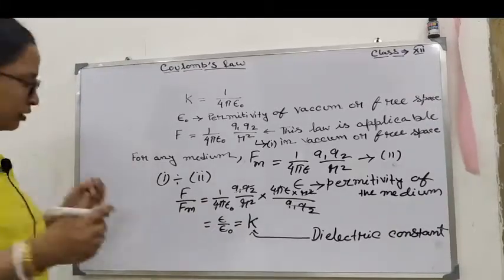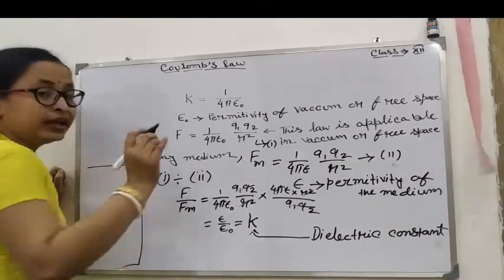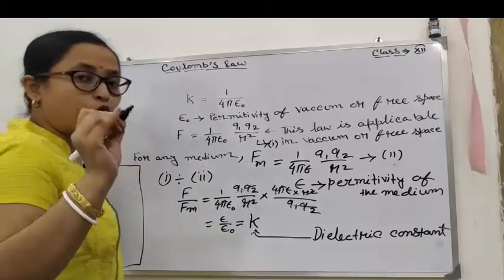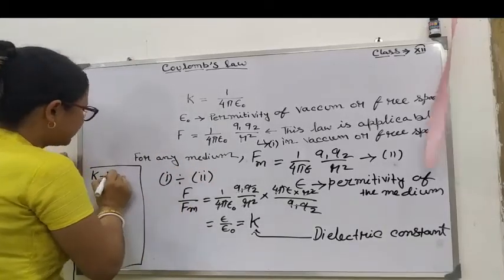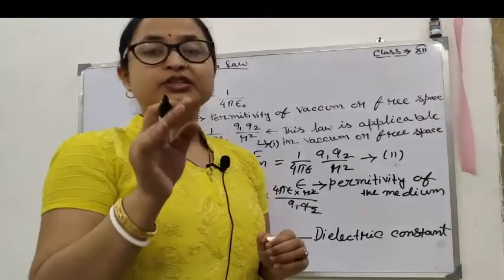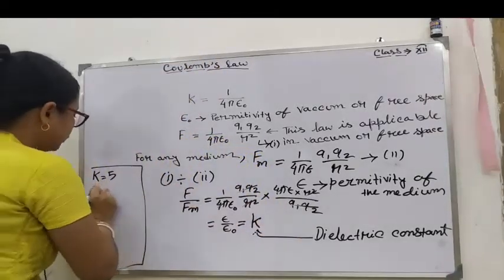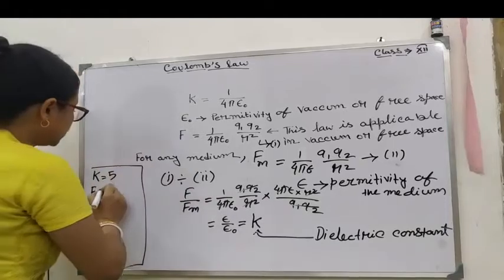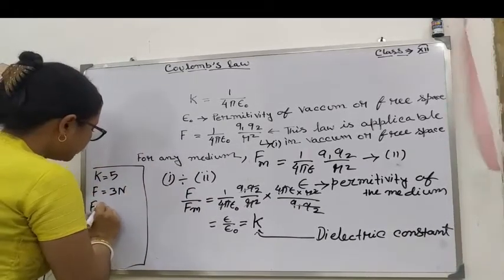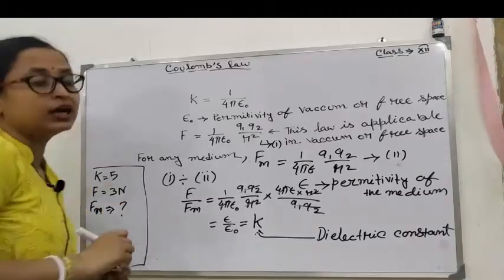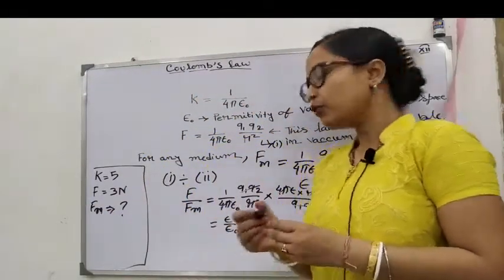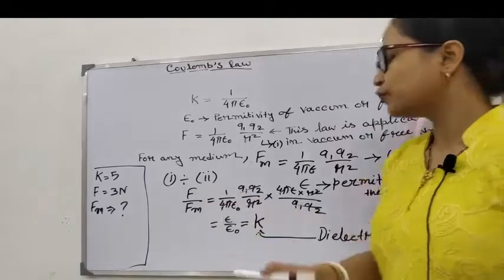For example, in free space, or the value of dielectric constant of a medium is 5. Let us consider the value of dielectric constant of a medium is 5 and force acting between these two charges is 3 Newton. Then find the force acting between these two charges in that particular medium. Easy, you just have to use this formula.